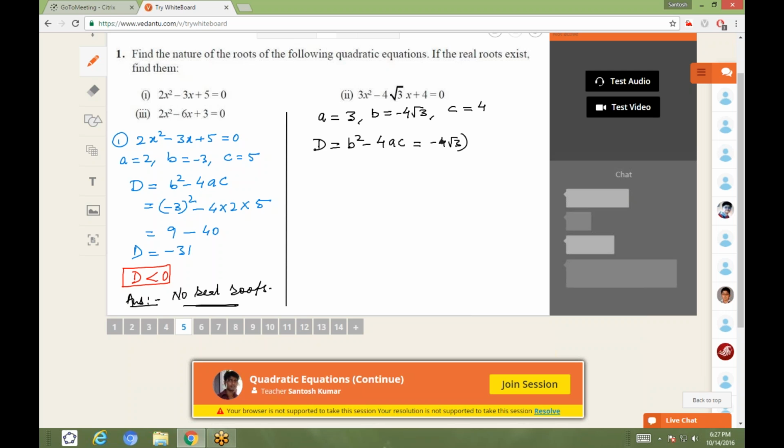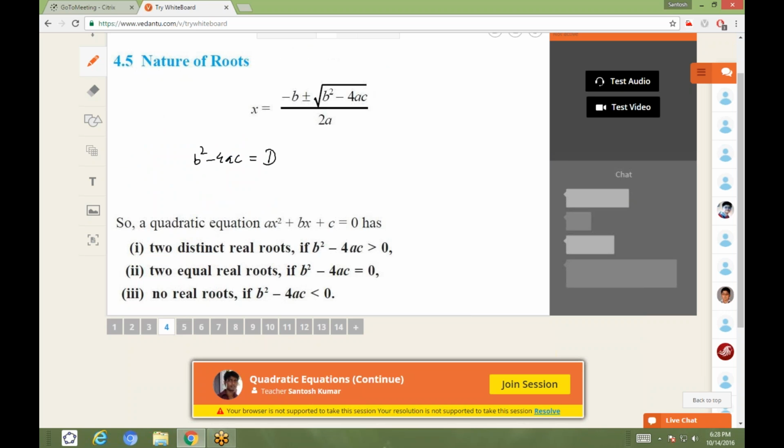So this is 4ac, which is equal to 48 minus 48. Very good. So this is equal to 0. Mufassir and Akanksha, you can see here the discriminant is coming 0. So that is the reason, as you can see on the previous page, that equal roots exist for the second one, because the discriminant is equal to 0.